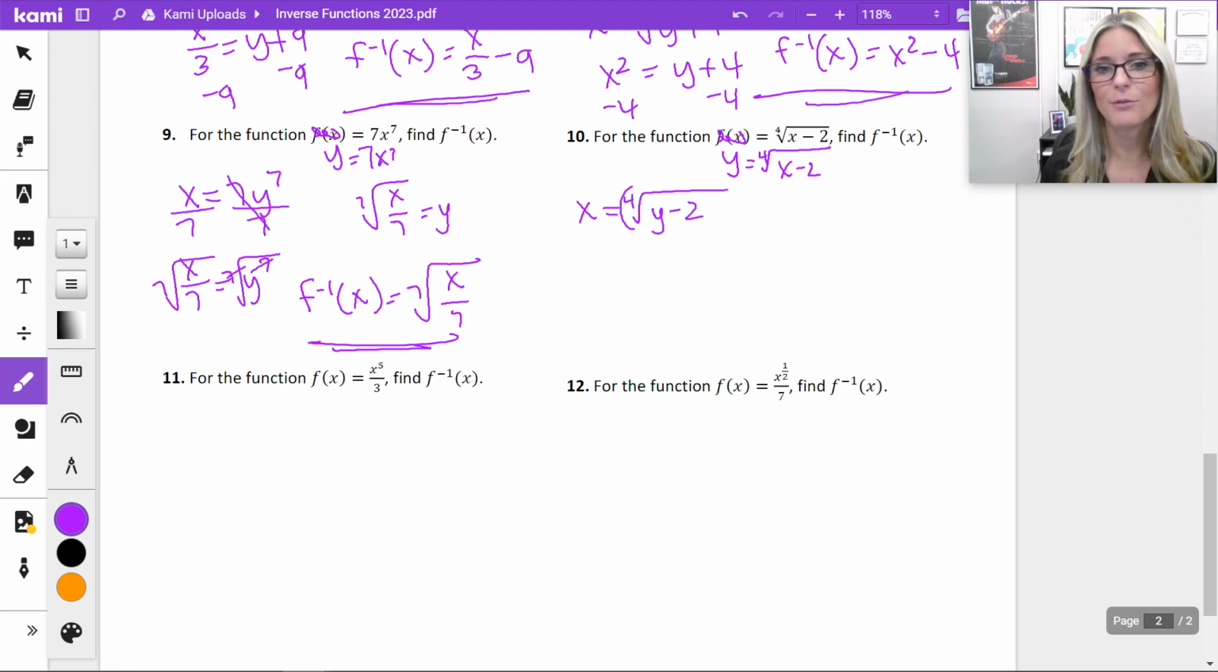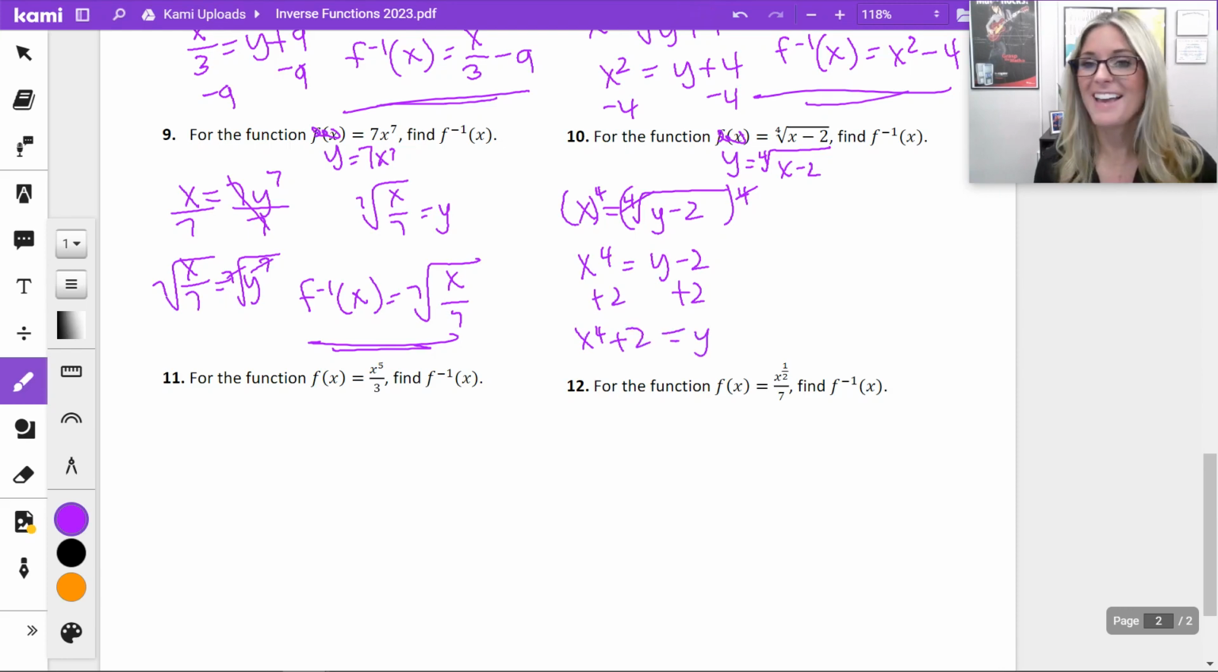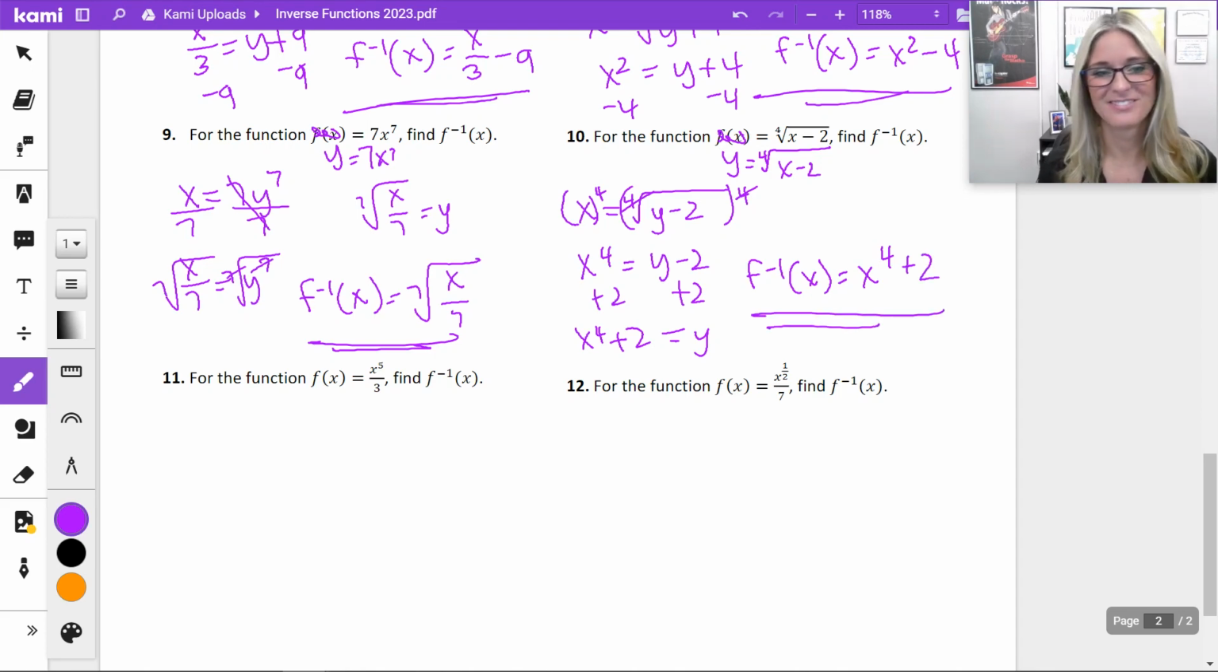I'm going to undo the 4th root by giving it a 4 exponent on both sides. So I have x to the 4th equals the 4th root and 2 to the 4th power cancel out, leaving you with y minus 2. I just need to add 2 to both sides. So x to the 4th plus 2 equals y. I'm done writing it in our formal inverse notation. We have f inverse of x, x to the 4th plus 2.